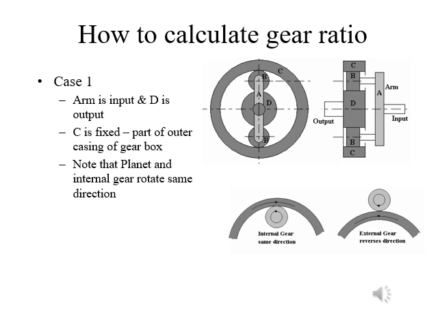Then how to calculate the gear ratio for the epicyclic gear. Case 1, the arm is input. The arm is the input and D is the output. C is fixed and is part of the outer casing of the gearbox. The planet and the internal gear rotate in the same direction.